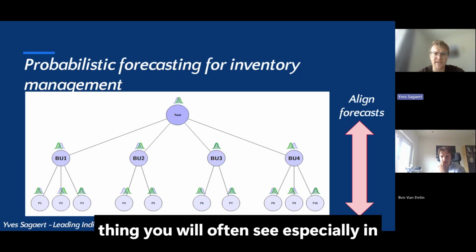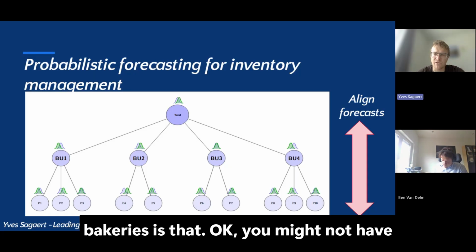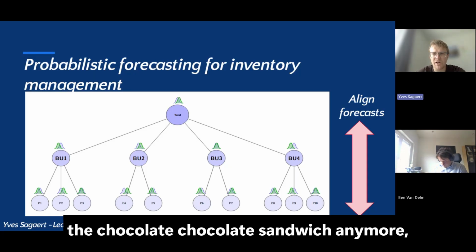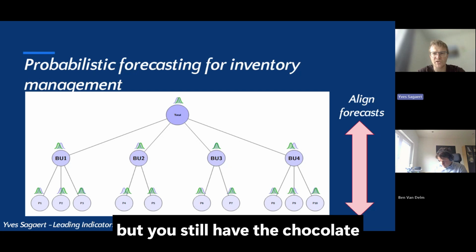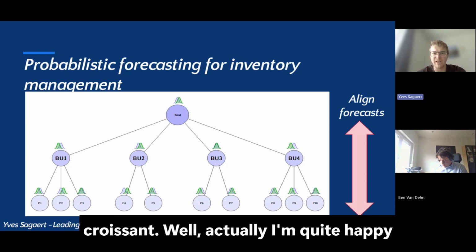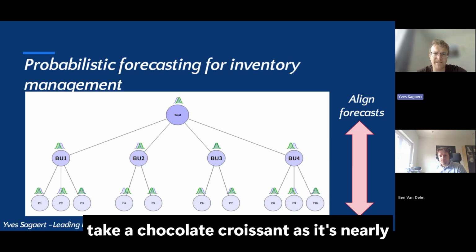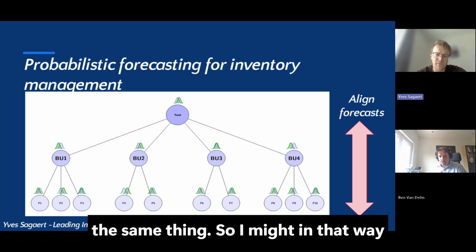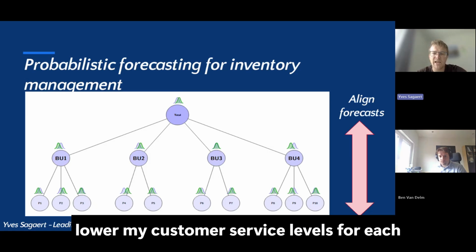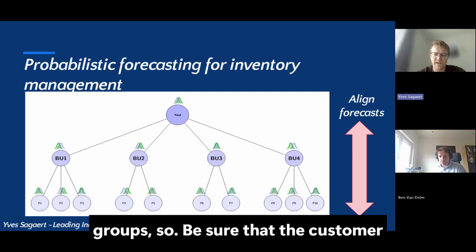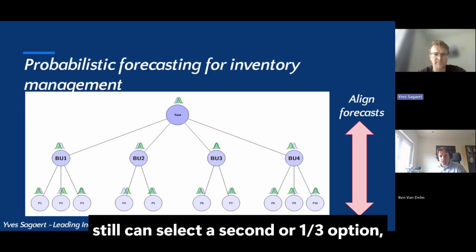One thing you will often see, especially in bakeries, is that you might not have the chocolate sandwich anymore, but you still have the chocolate croissant. Actually, I'm quite happy, if I don't have a chocolate sandwich, to take a chocolate croissant, as it's nearly the same thing. So I might in that way lower my customer service levels for each product individually, but over the group, be sure that the customer can still select a second or a third option.